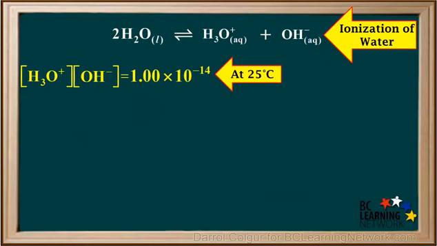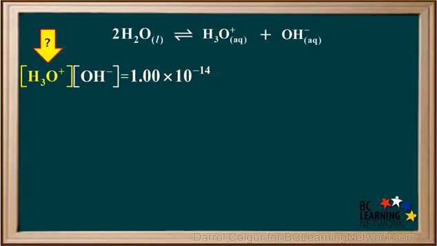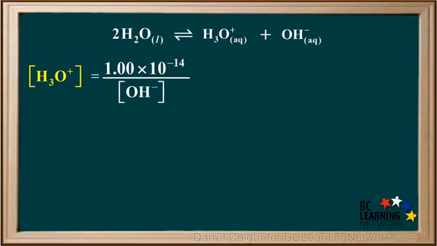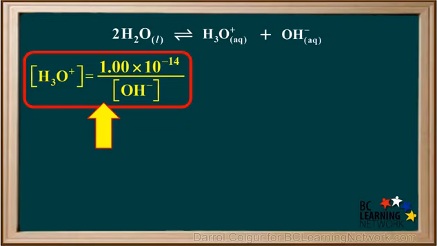Knowing the equation for the ionization of water and the fact that the concentration of hydronium times the concentration of hydroxide is 1 times 10 to the negative 14th at 25 degrees, we can find the hydronium ion concentration in any aqueous solution if we know the hydroxide ion concentration by rearranging this equation to solve for the concentration of H3O+. We divide both sides by the concentration of OH- and tidy up, and we get this equation.